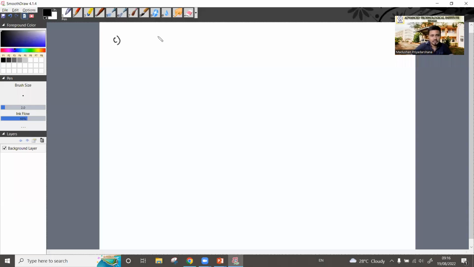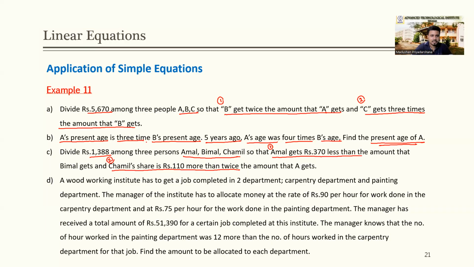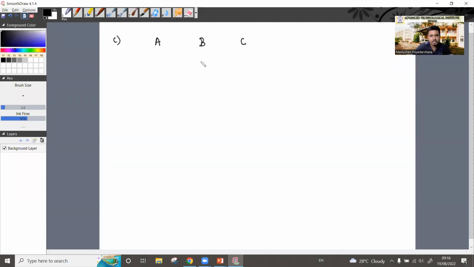So let's get more clear on these conditions. So again, we have A, B, and C. Right. See the first condition, Amal gets 370 rupees less than the amount that Bimal gets. So we have to assume the amount received by B as X.